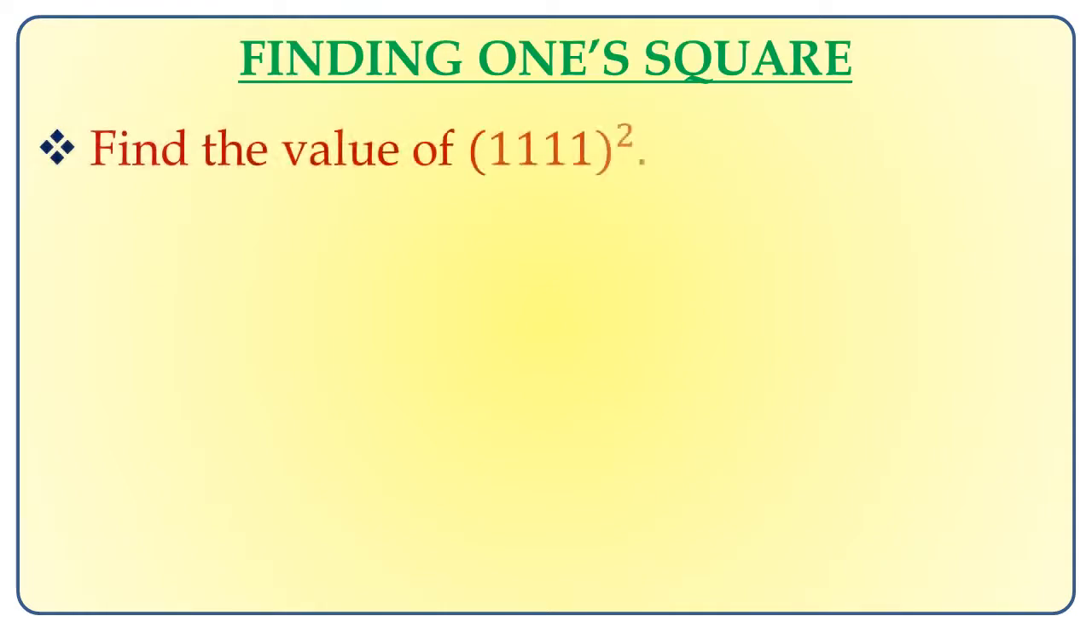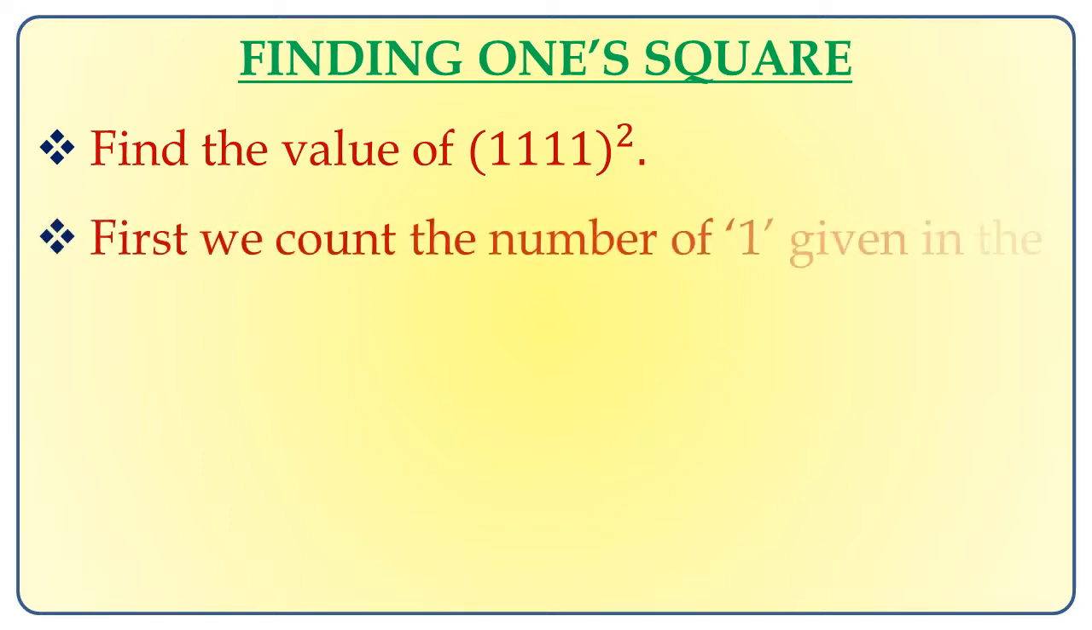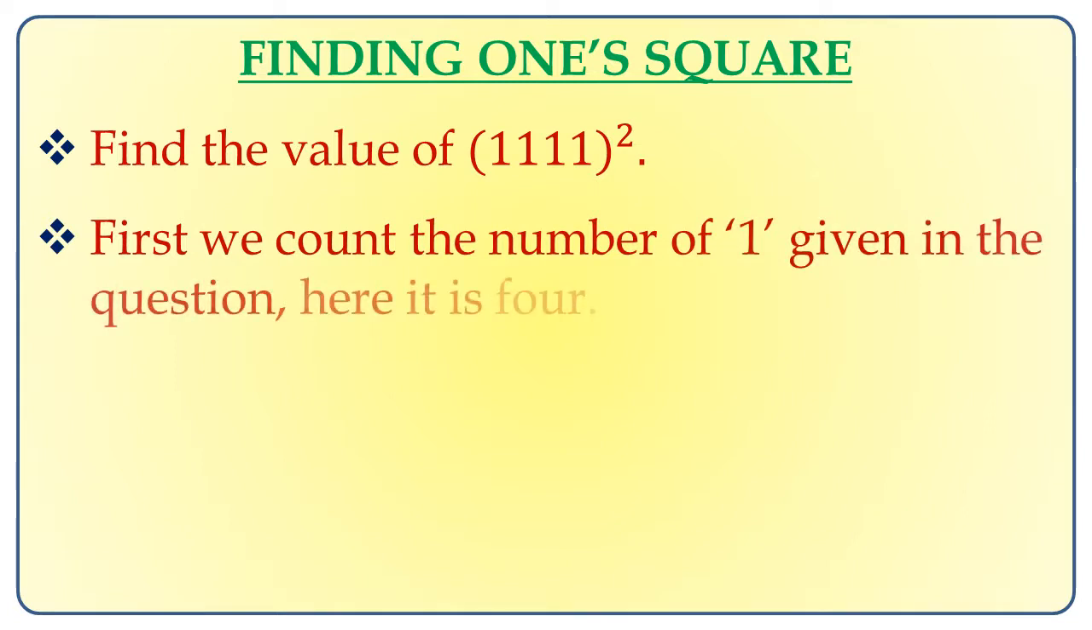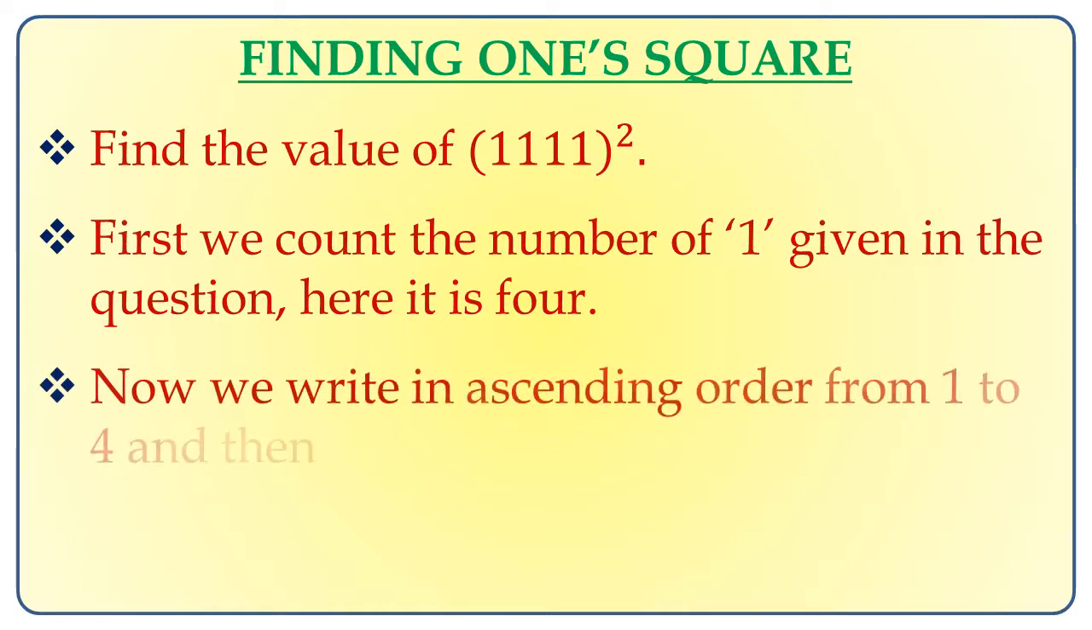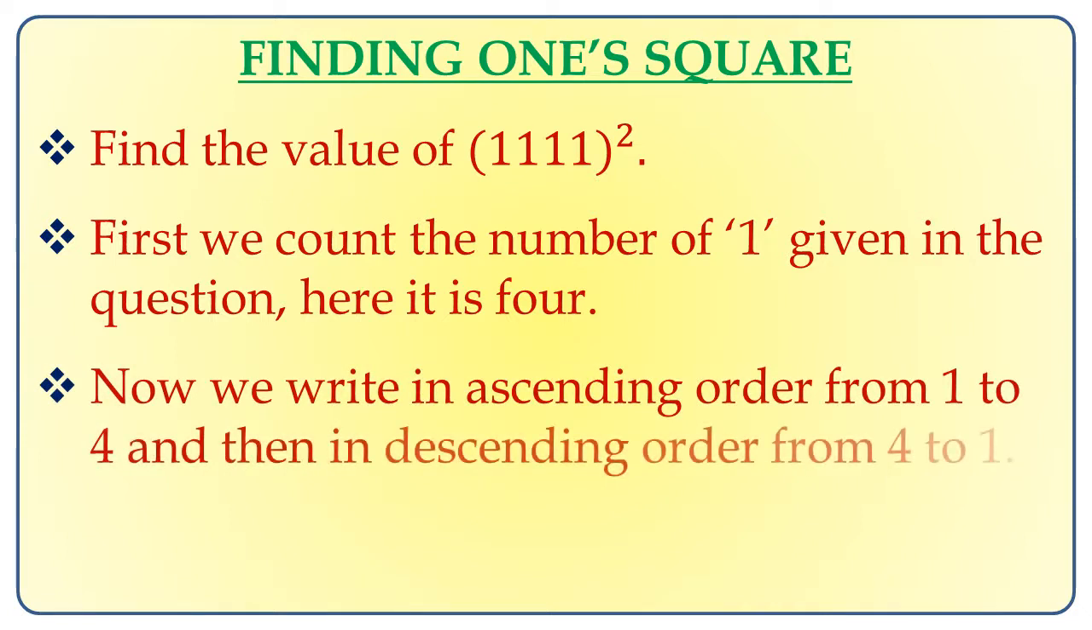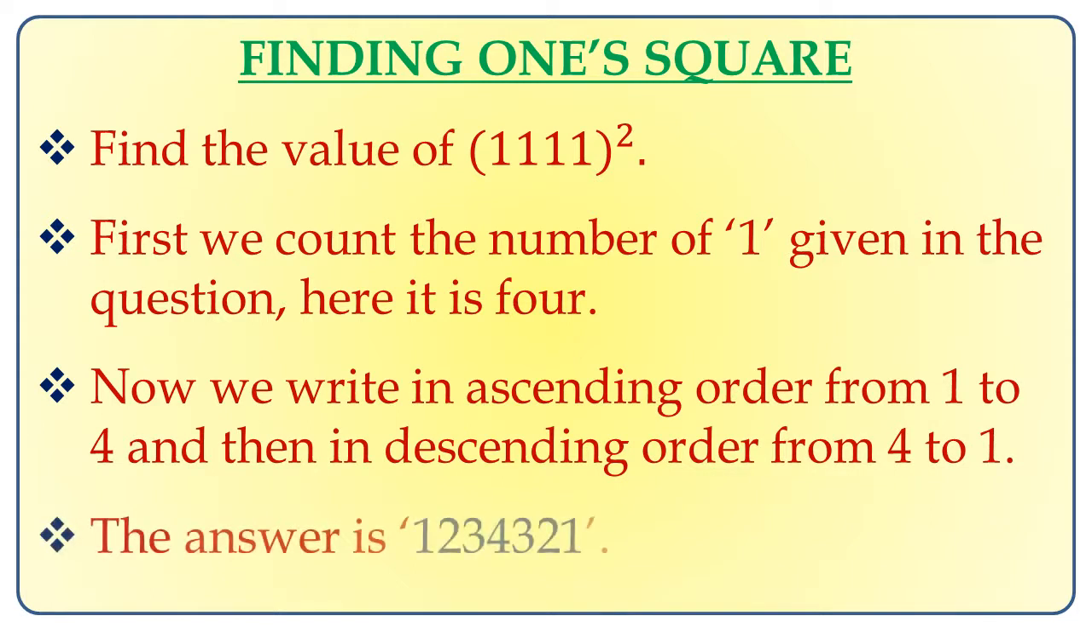Our question is find the value of 1111 square. So first of all we have to count the given number of ones. How many ones are there? There are 4 ones in this question. So now we write 1, 2, 3, 4. And then from 3 to 1 in descending order. In that way, our answer is 1, 2, 3, 4, 3, 2, 1.